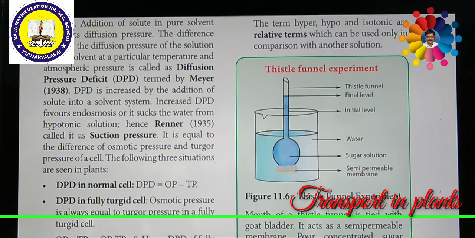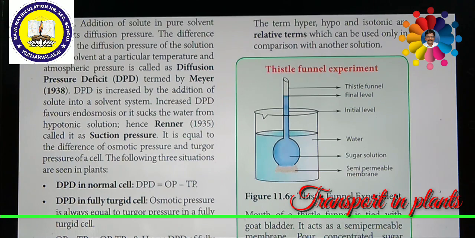Then exosmosis. What is exosmosis? Exosmosis is defined as the osmotic withdrawal of water from a cell or the system to outside when it is placed in a hypertonic solution. So this is called exosmosis. This is also called plasmolysis. Plasmo means cytoplasm, lysis means breakdown. That means the cytoplasm is breaking down, the cytoplasm present inside is going outside. So this is called plasmolysis.